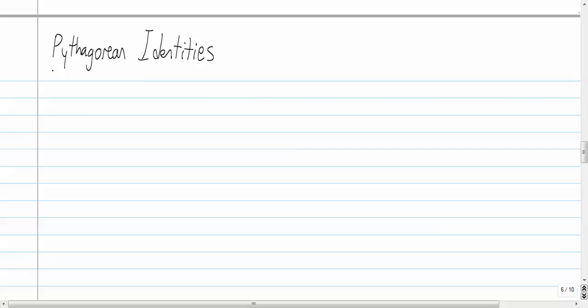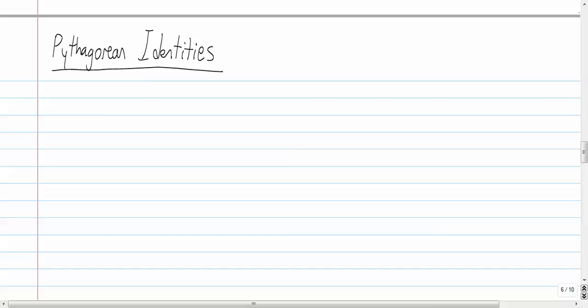The Pythagorean identities must be related somehow to the Pythagorean theorem, or they have something to do with Pythagoras.